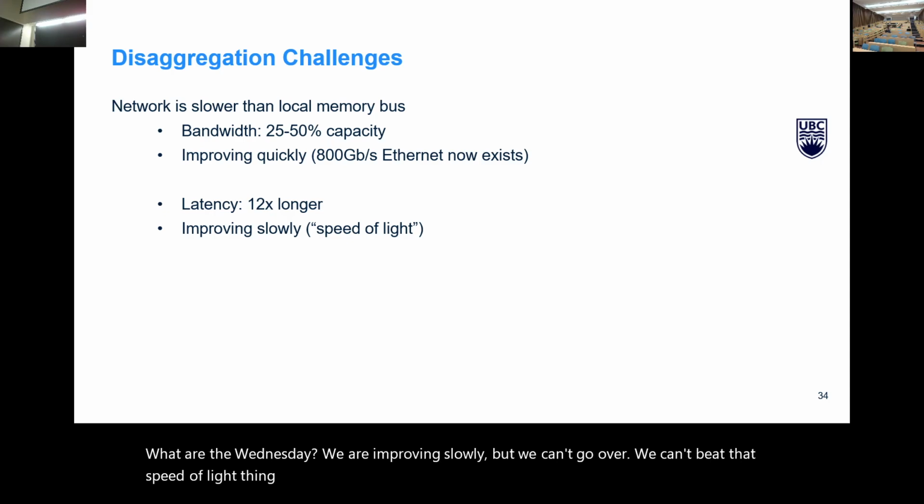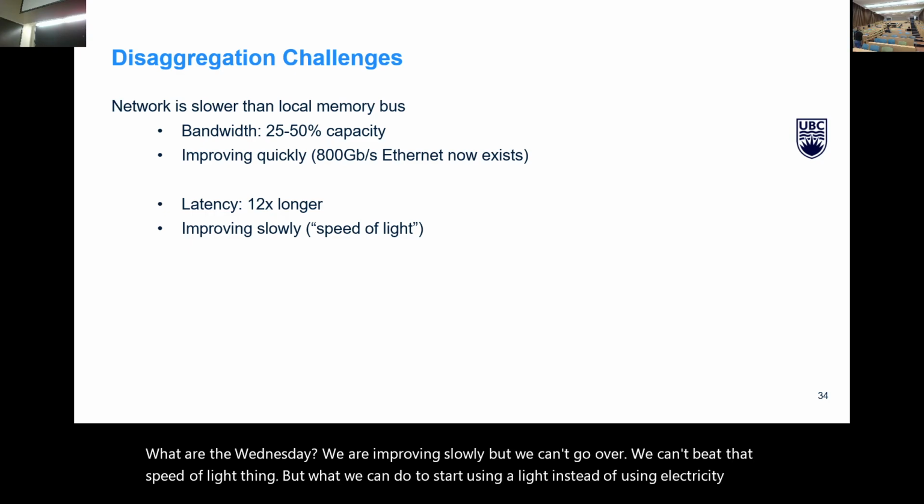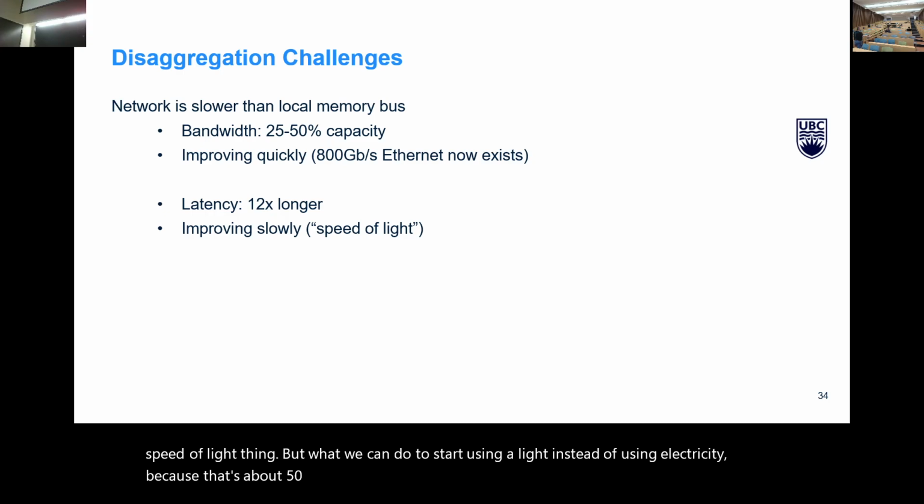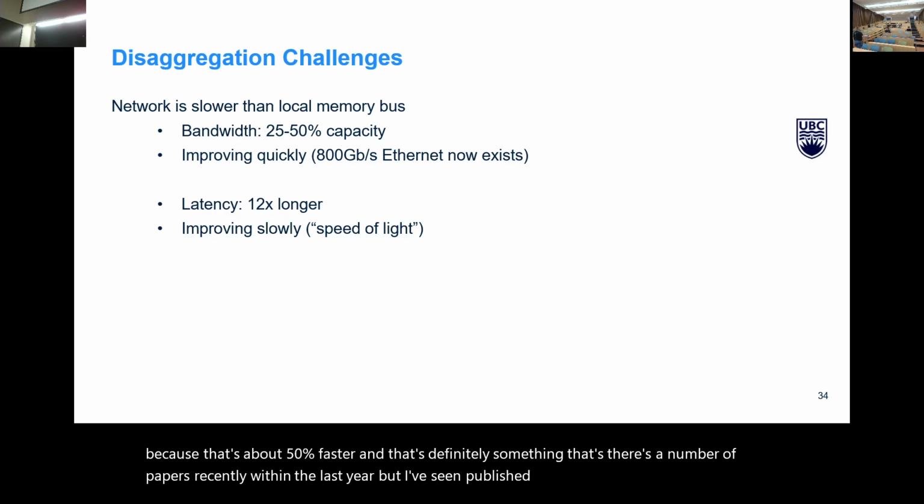But what we can do is start using light instead of using electricity over copper wire, because that's about 50% faster. And that's definitely something I've seen. There are a number of papers recently, within the last year, that I've seen published about moving to optical computing. And so that helps mitigate some of it.